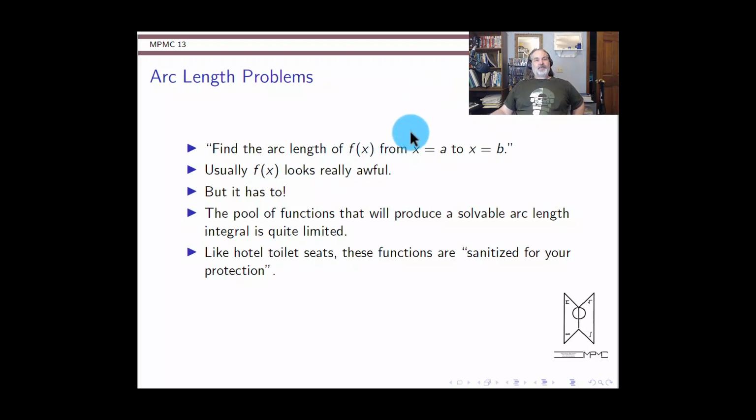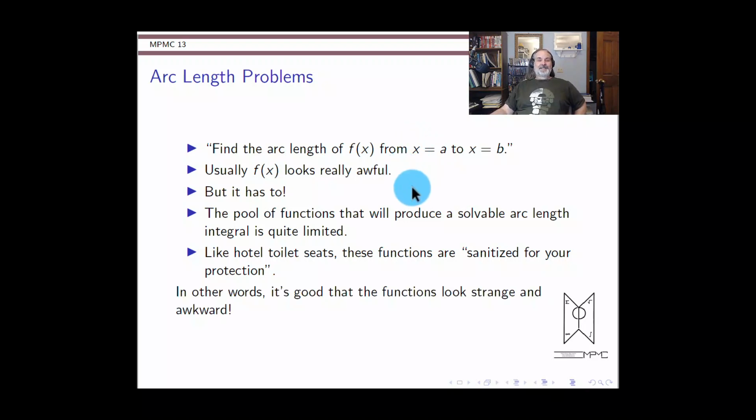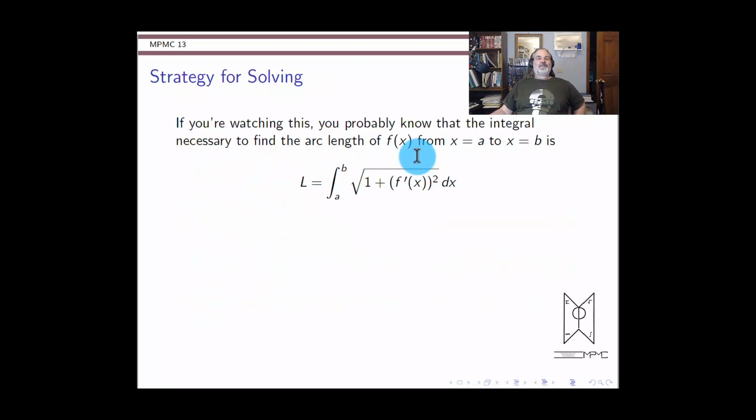Now, if you've traveled to hotels, up to a few years ago, you'd check into a hotel and go in the bathroom, and just to prove to you they cleaned it, there was this little really paper-thin stripe of stuff around the seat. It would say sanitized for your protection. That is what these functions are. They look awful. They look like they would stink like a hotel bathroom, but it's for your protection. Okay, it's good that these functions look strange.